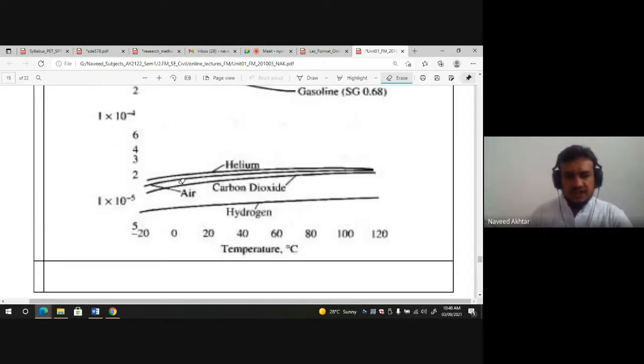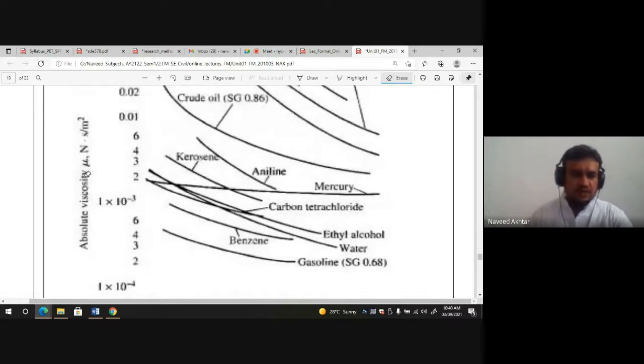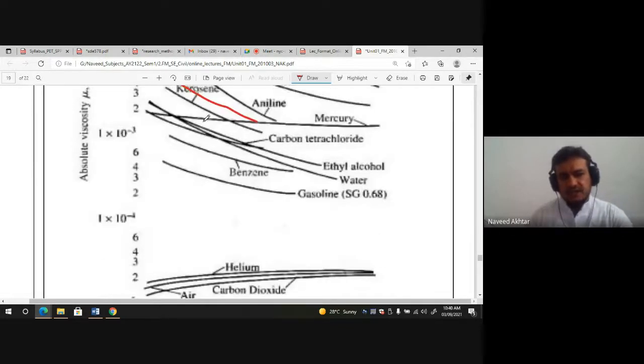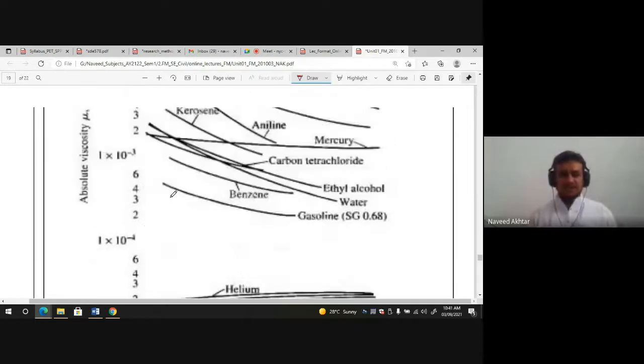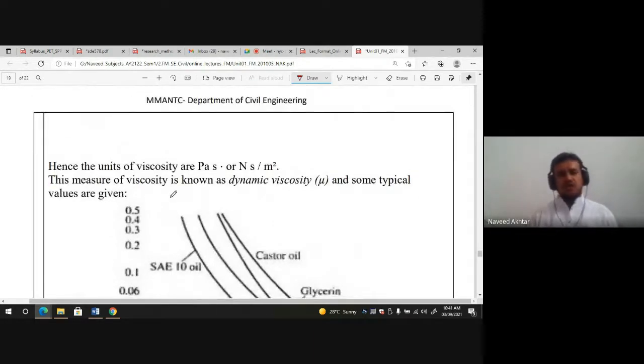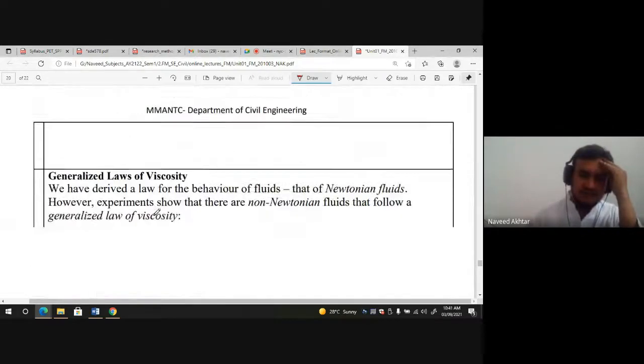You can see here, in the carbon dioxide region, as the temperature increases, the viscosity is also increasing. That is absolute viscosity, Newton second per meter square. For kerosene, as the temperature increases, the viscosity decreases. So likewise, as the temperature increases, the viscosity is decreasing in liquids, but in gases, as the temperature increases, the viscosity of the gases increases. So that's it. You can also do the experiment for different liquids, and that is the first experiment we will see.